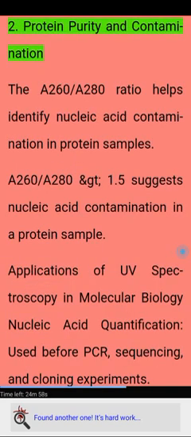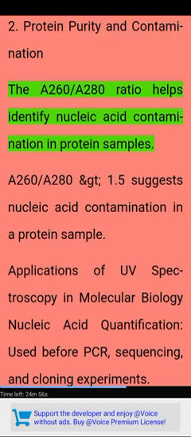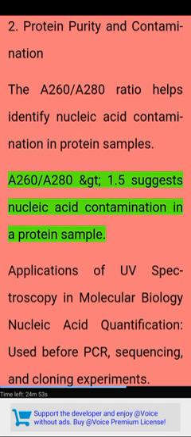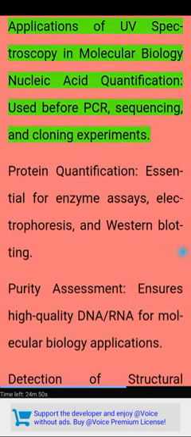2. Protein purity and contamination. The A260/A280 ratio helps identify nucleic acid contamination in protein samples. An A260/A280 ratio greater than 1.5 suggests nucleic acid contamination in a protein sample.